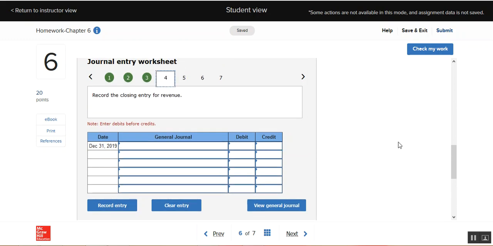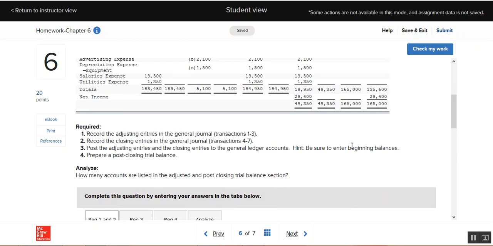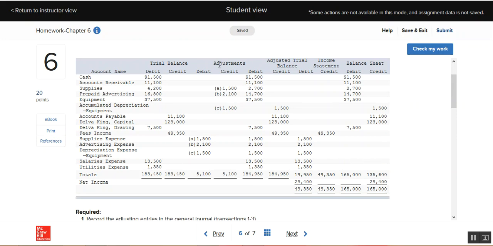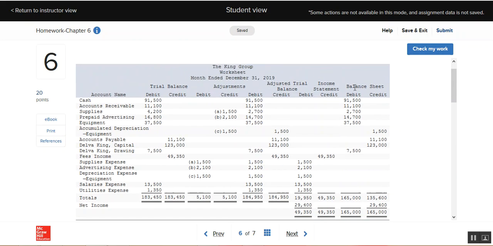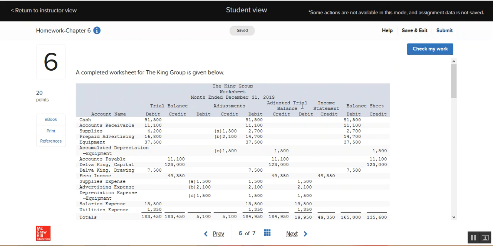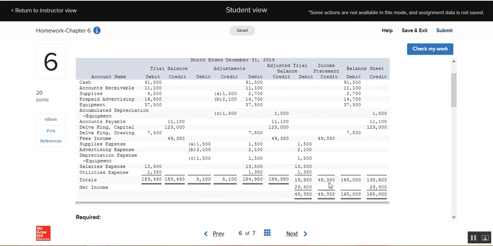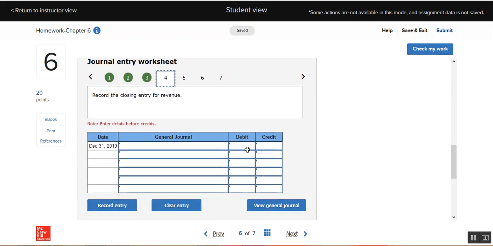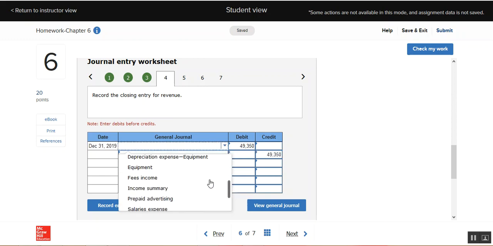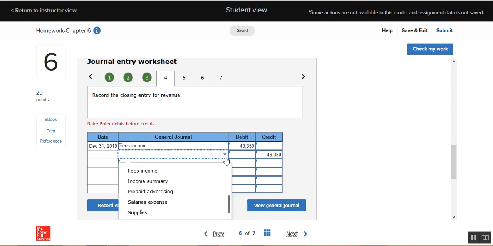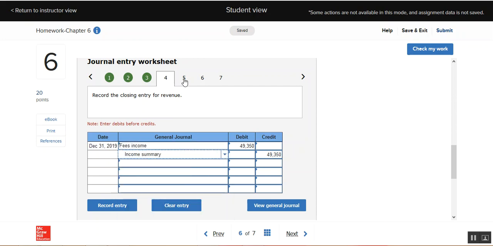All right, so then record the closing entries for revenue. We're going to do exactly the same thing as we did in the first problem I showed you, except instead of having just a list of account balances, you've got them in the worksheet format. So remember, those are your income statement accounts. There's your revenue. You're going to close first, $49,350. Revenue is normally a credit, so we're going to debit it to get rid of it. So there's our fees income, goes into that funnel, income summary.